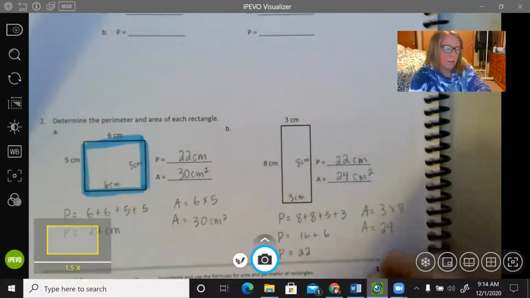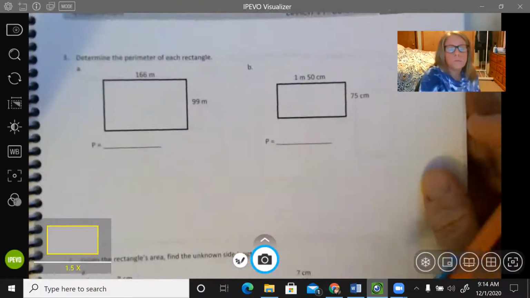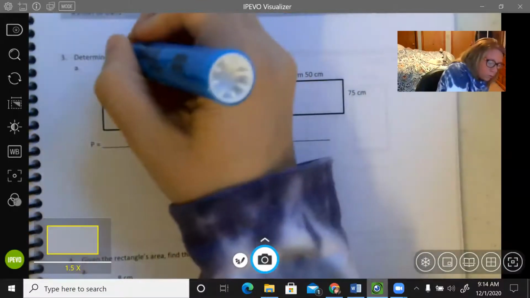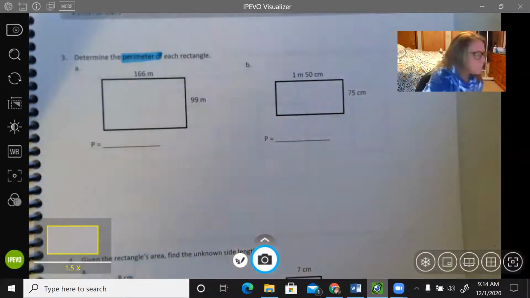Okay. Moving on to number 3. Here, we are determining the perimeter only. So I know I'm going, remember the perimeter. The dog pees around the outside of your yard to mark its territory. So we're going to be finding the perimeter.